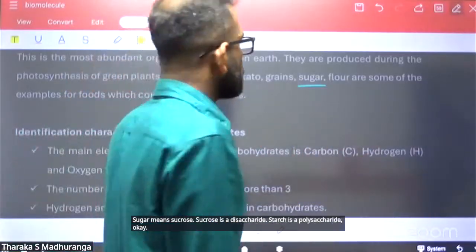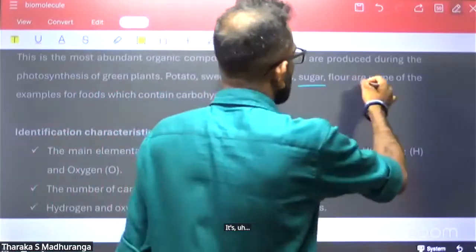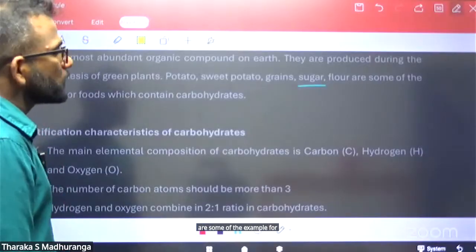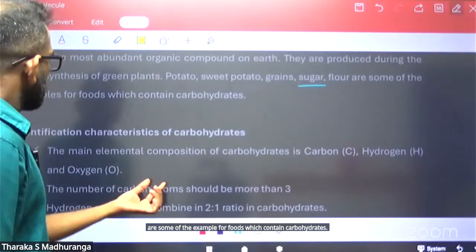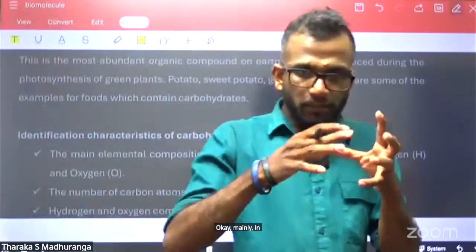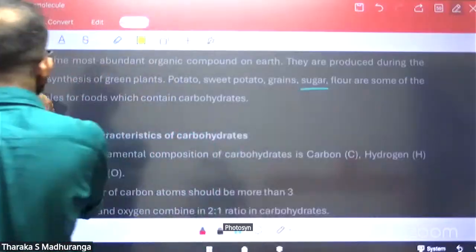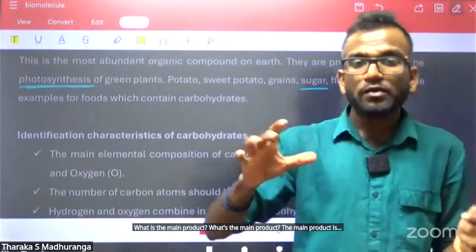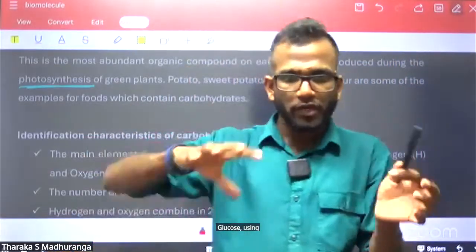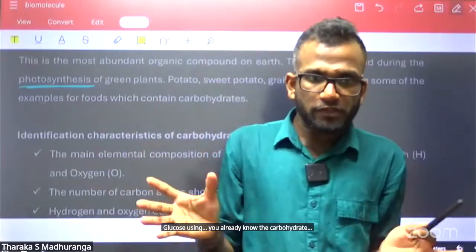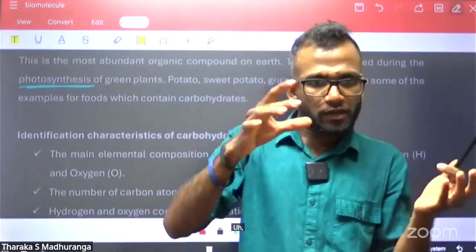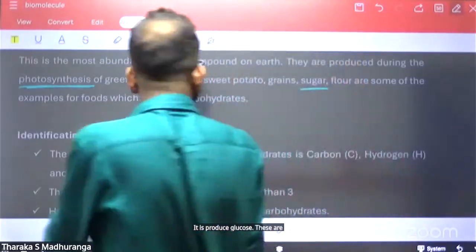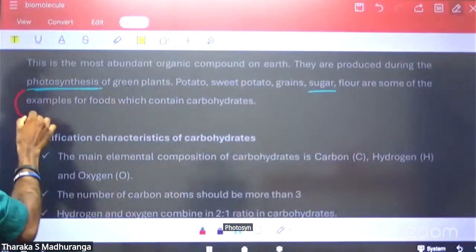Wheat flour is an example of foods which contain carbohydrates. Okay, mainly in the photosynthesis process, what is the main product? The main product is glucose. You already know, in the photosynthesis process, using carbon dioxide and water, glucose is produced. This is the photosynthesis equation.